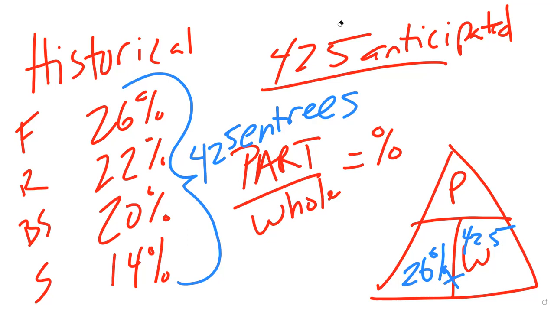Now, in this case, the question's only asking about the fish. So they're giving you a lot more information than what you actually need, but we're just asking about the fish. Okay. Yeah. All right. I got it. Excellent. All right.